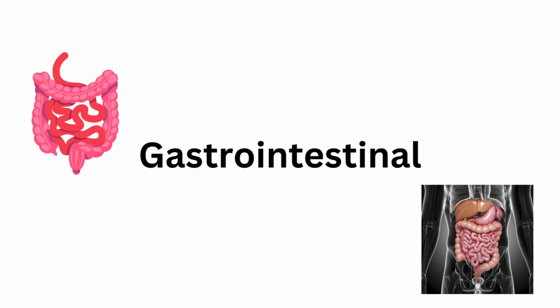Next word is gastrointestinal. So this is in relation to the stomach and intestines. So this one's a little bit easier to identify while looking at the word. So intestinal, the intestines. Okay, we have that down. And then stomach. So think of your gastro system. So stomach and intestines. So in relation to the stomach and intestines, that is gastrointestinal.